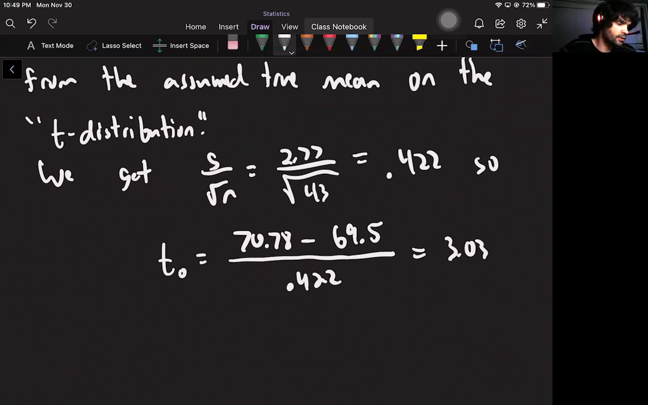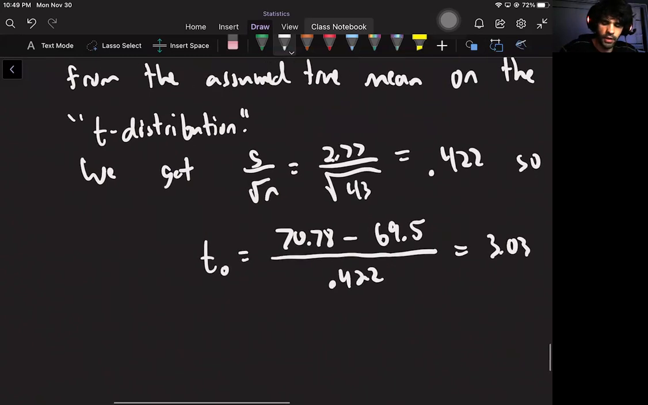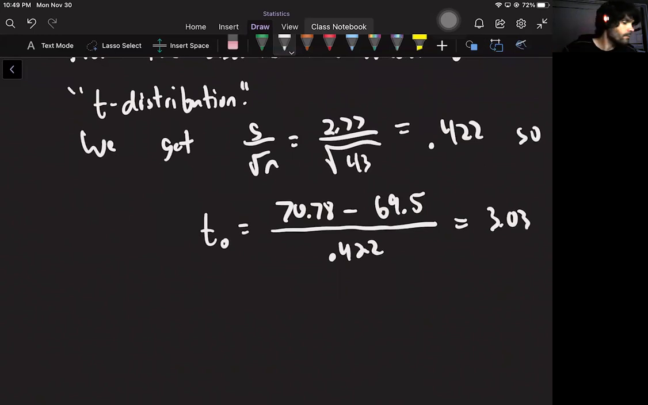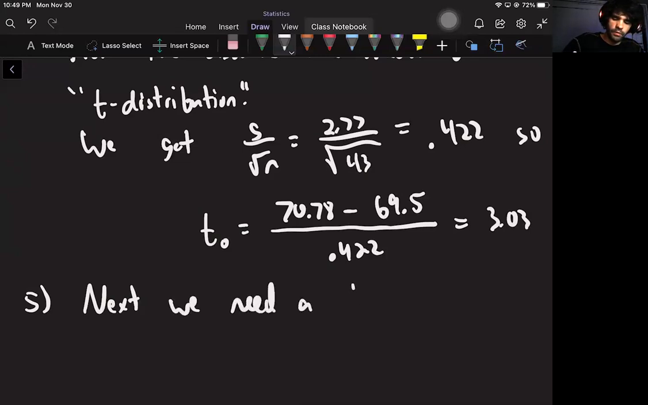So 3 standard deviations is probably going to be very far away, and it's going to tell us it's too far away. Okay, but now we got to say that in the right way. So that's the next step. So we don't have a threshold yet. That's where the significance level will come in. So next we need a threshold.